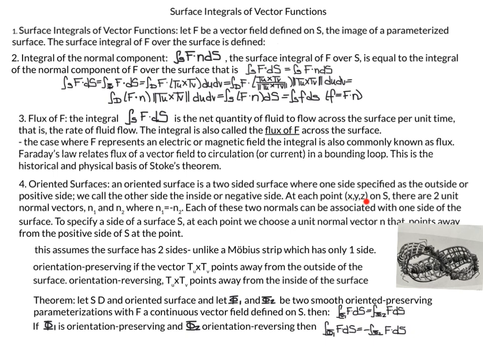At each point x, y, and z on S, there are two unit normal vectors, n1 and n2. One points outside, one points inside, and n1, if it's outside, is equal to the negative of n2, which is pointing inside. Each of these two normals can be associated with one side or the other of the surface. Of course, this assumes the surface has two sides, unlike a Mobius strip, which has only one side.